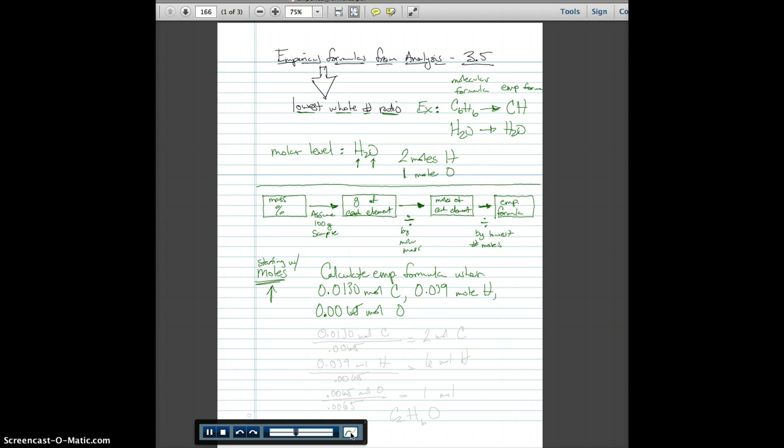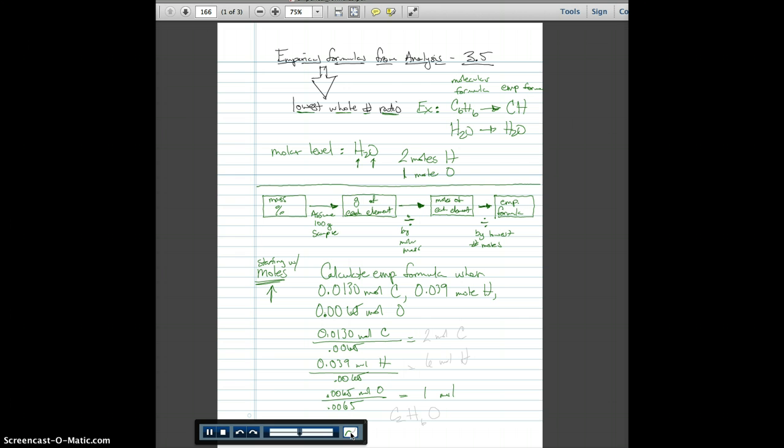And so we have 0.0130, 0.039, and 0.0065. So 0.0065 is the lowest number of moles of each. So we're going to divide everybody by 0.0065. So to get our carbon, we're going to divide that by 0.0065. It's the lowest number. 0.039 moles of hydrogen divided by 0.0065, and then obviously 0.0065 moles of oxygen divided by itself is going to equal 1. So we know the oxygen is going to be 1 mole.